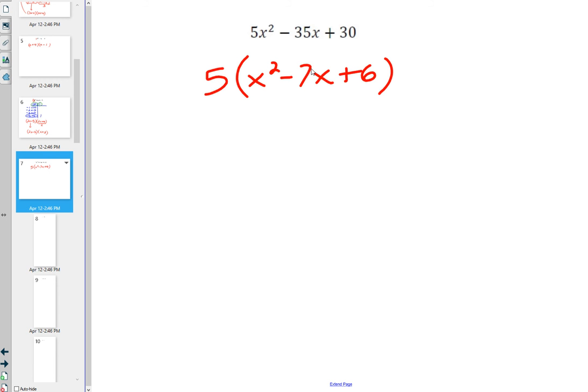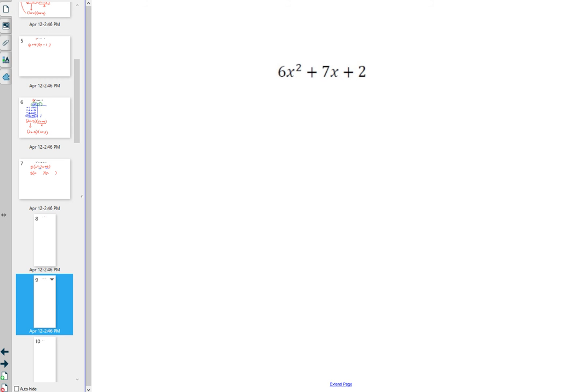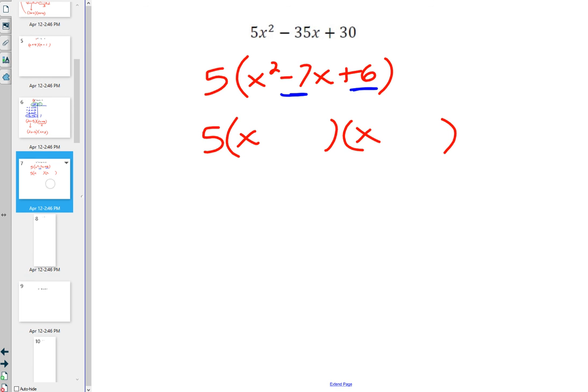If you need to do a table with the leftovers, fine. If not, let's see if we can, because the nice thing here especially is that once I brought out the 5, now there's a 1 in front. So can you think of 2 numbers that multiply to give you 6 and add up to negative 7? Yeah, negative 1 and negative 6.